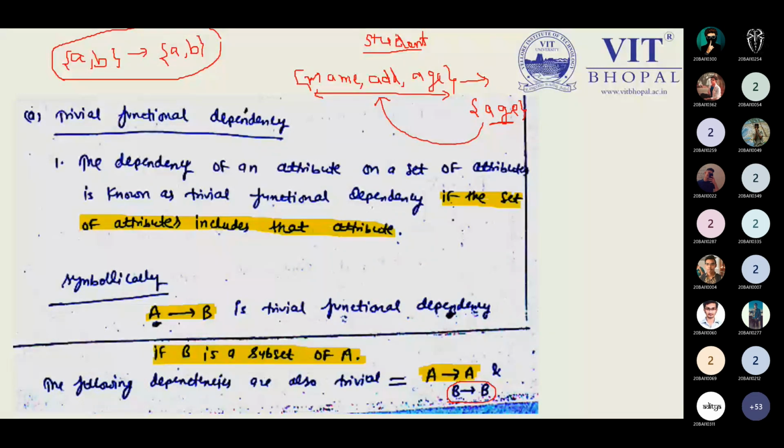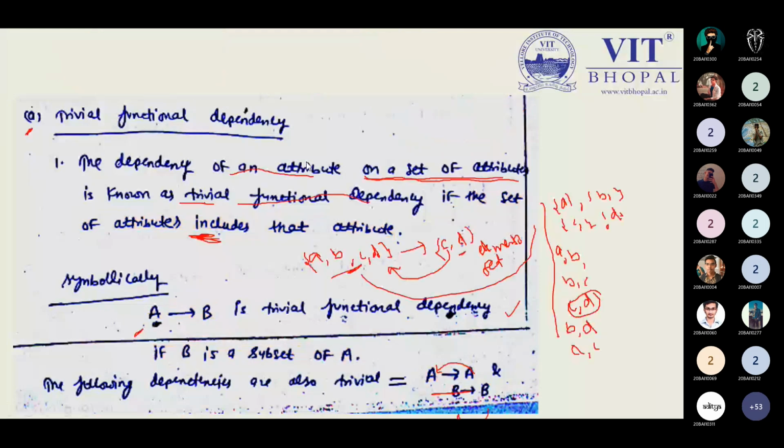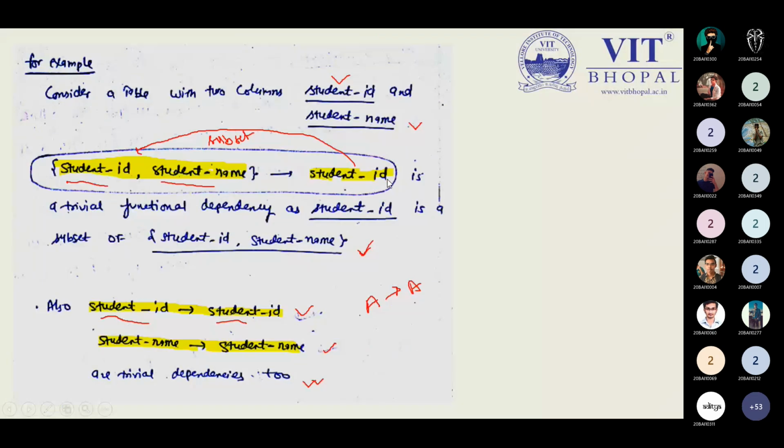Now, this is one more example. I can say student ID is a subset of, or is a part of, student ID and student name. So student ID, student name is a set of attributes, and student ID is an attribute. So this dependency is known as the trivial dependency. Now it is clear to all, right?